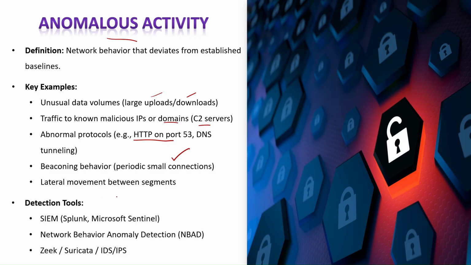Some common tools to detect anomalous activity are SIEM solutions such as Splunk or Microsoft Sentinel. We also have QRadar from IBM, network behavior anomaly detection (NBAD), Zeek, Suricata, and IDS and IPS solutions.